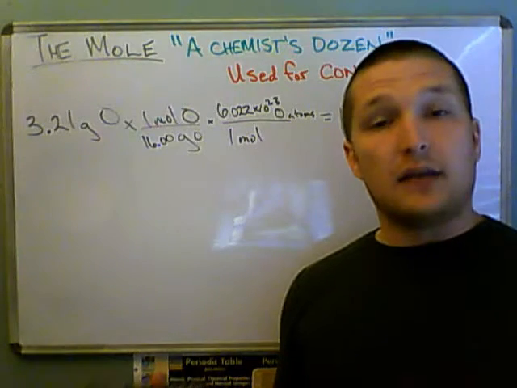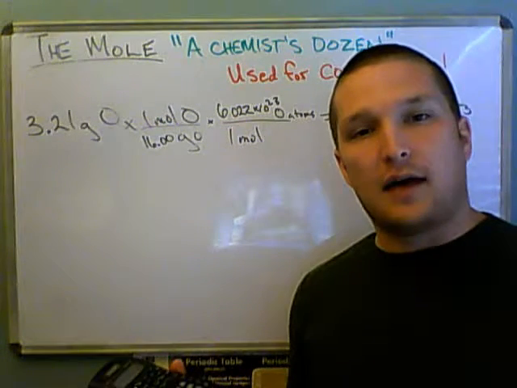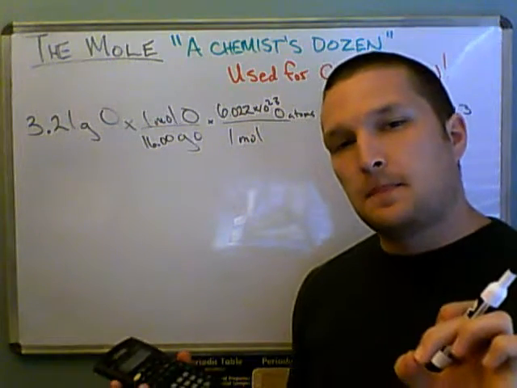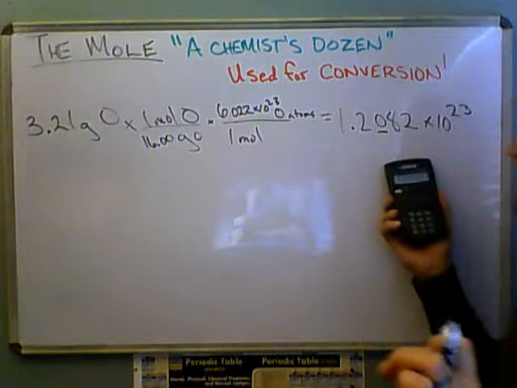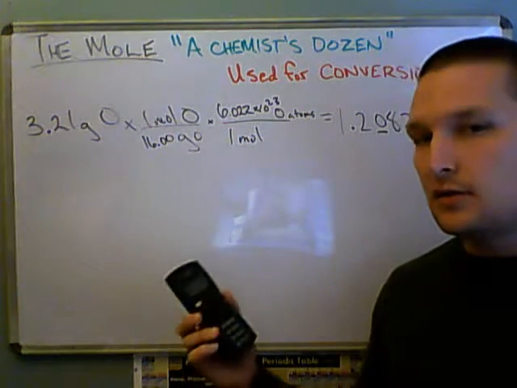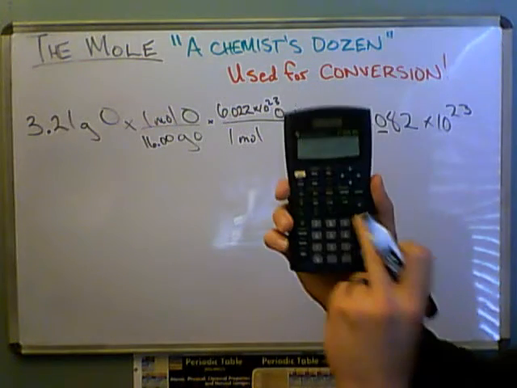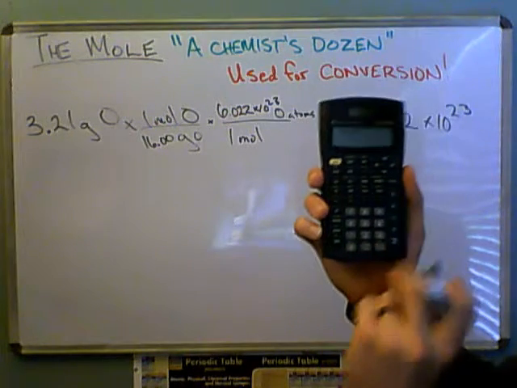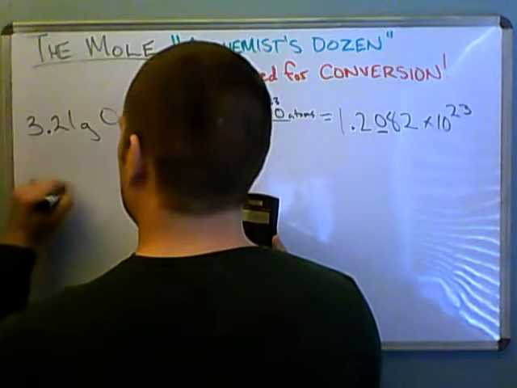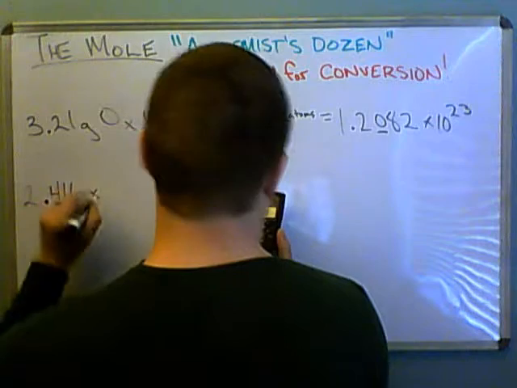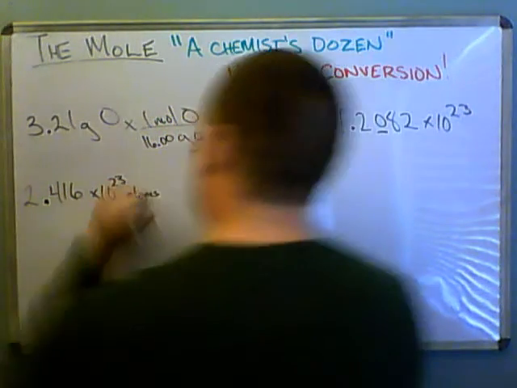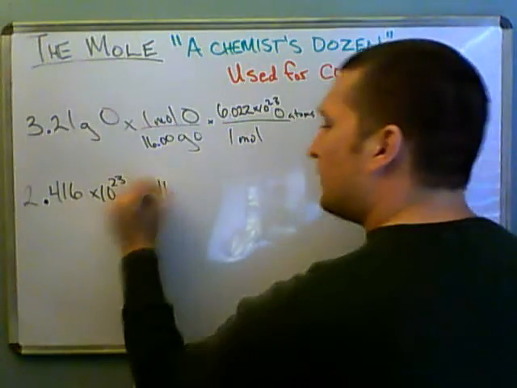Well, that was convenient. Now we know how many atoms of oxygen we have, and we know that we need twice as many hydrogen atoms. So if we multiply this by 2, this is how many oxygens we have. We need twice that many hydrogens. So I'm just going to take that number, multiply it by 2, and I get 2.416 times 10 to the 23rd atoms. And that's the atoms of hydrogen that I want.